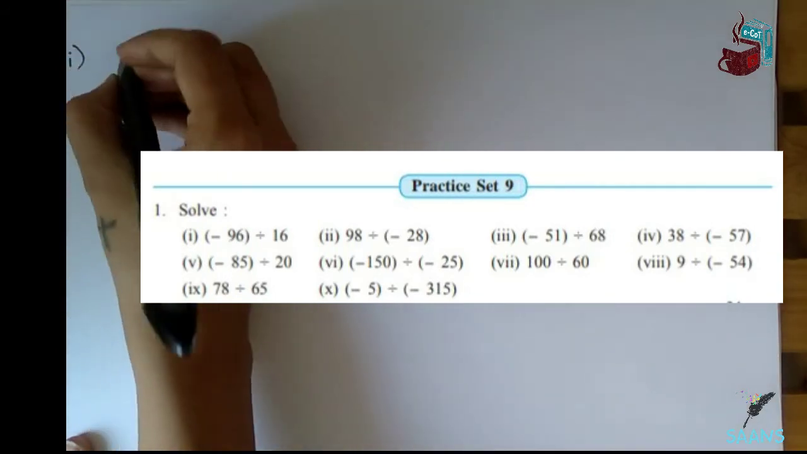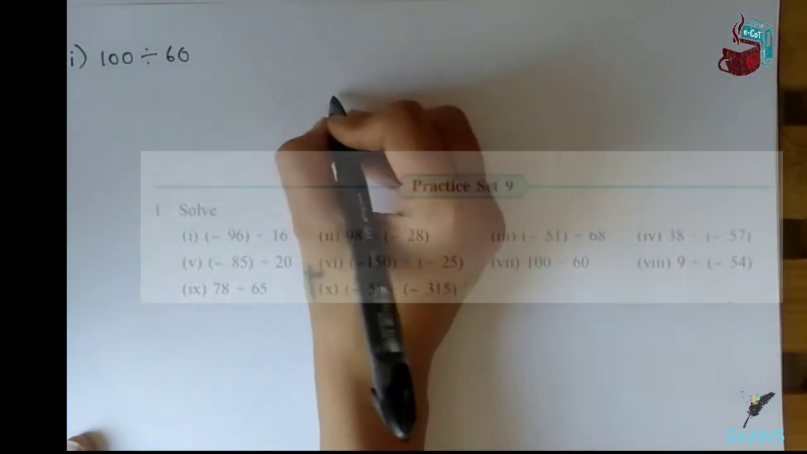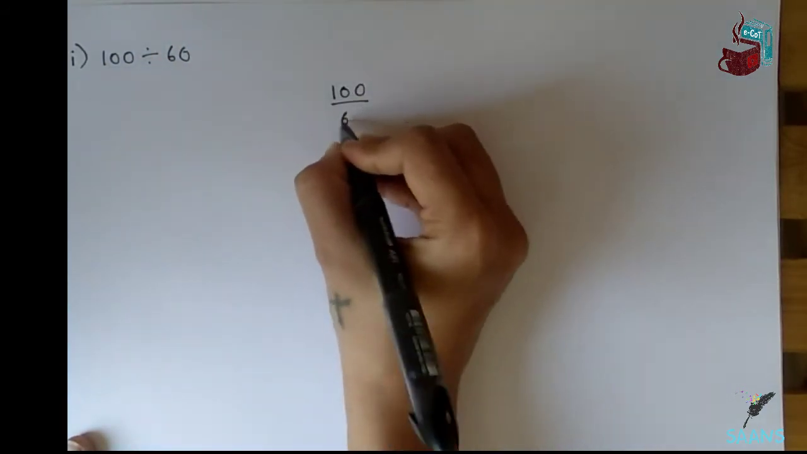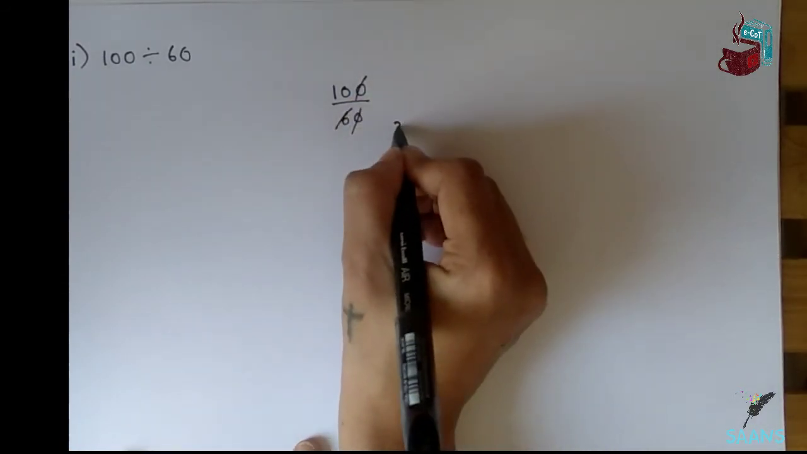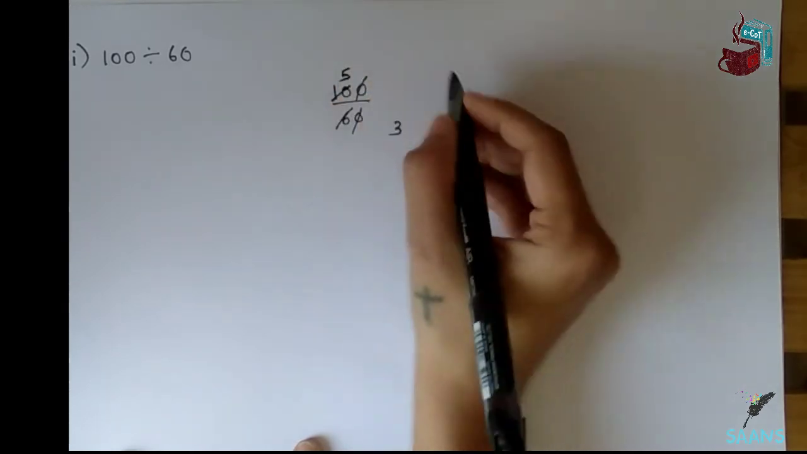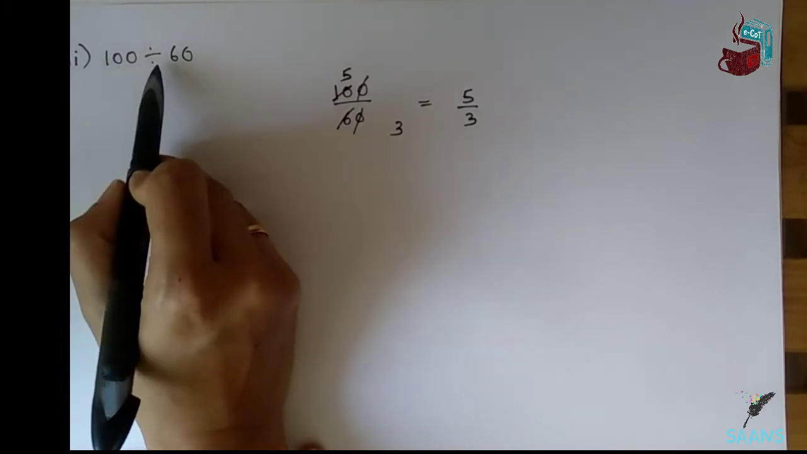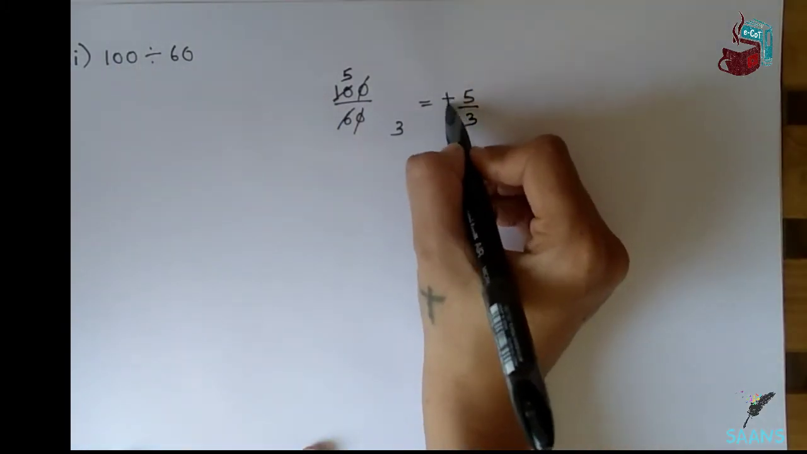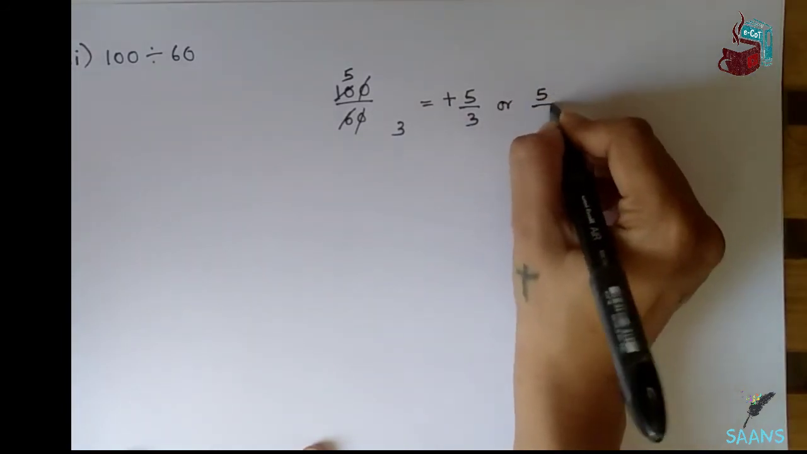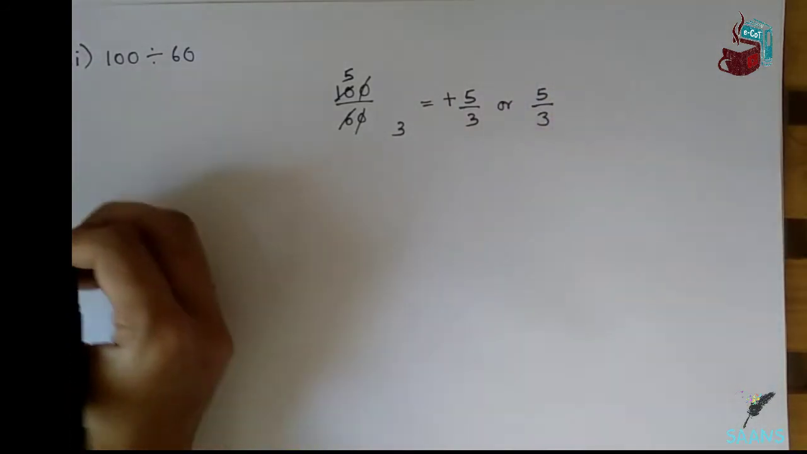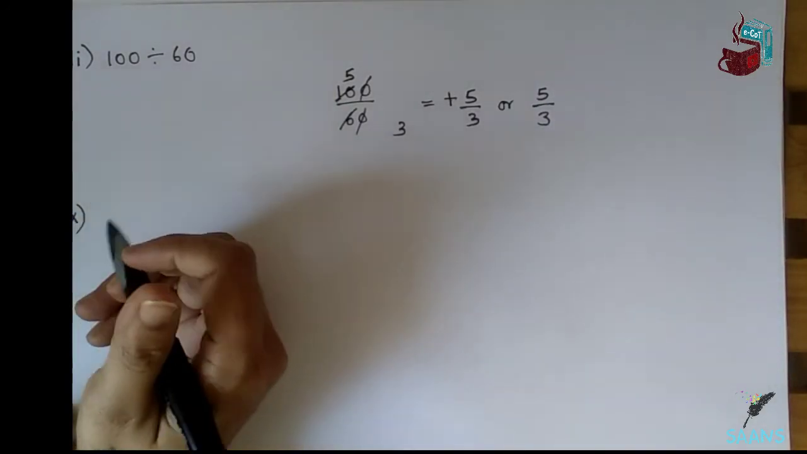Sum number 7 is 100 divided by 60. How will I do it? 100 divided by 60, 0, 0 gets cancelled. Then 2 3s are, 2 5s are. Answer is 5 upon 3. Positive integer by a positive integer always gives me a positive quotient. Or it can be written simply as 5 upon 3. And the last one for this exercise from my side, sum number 9.